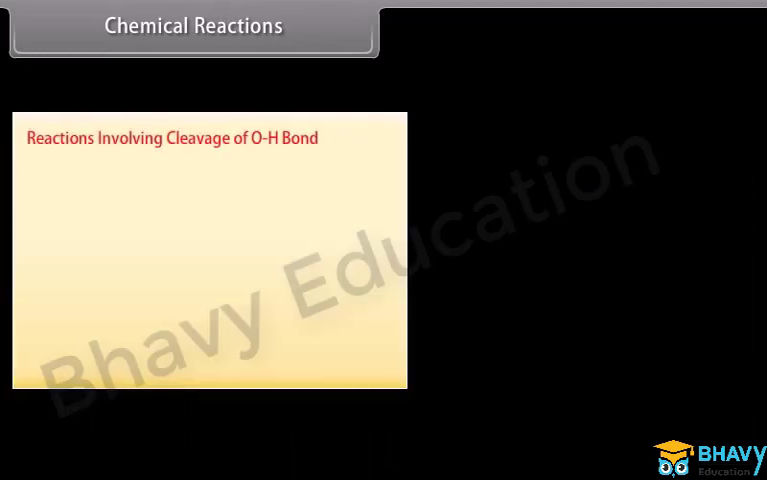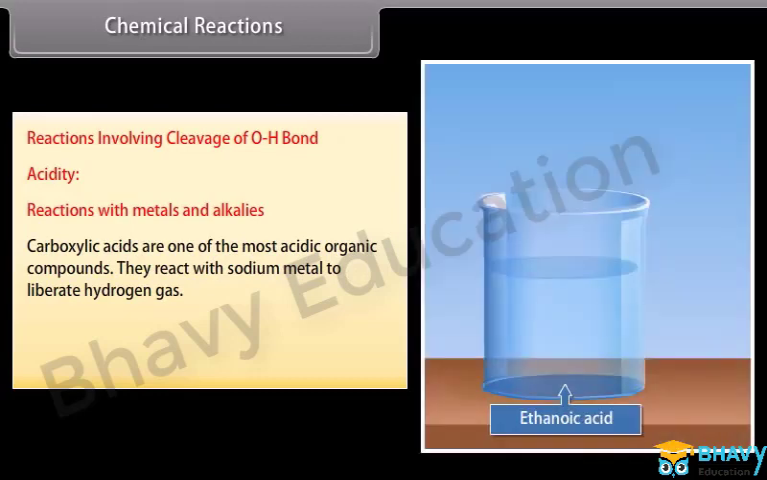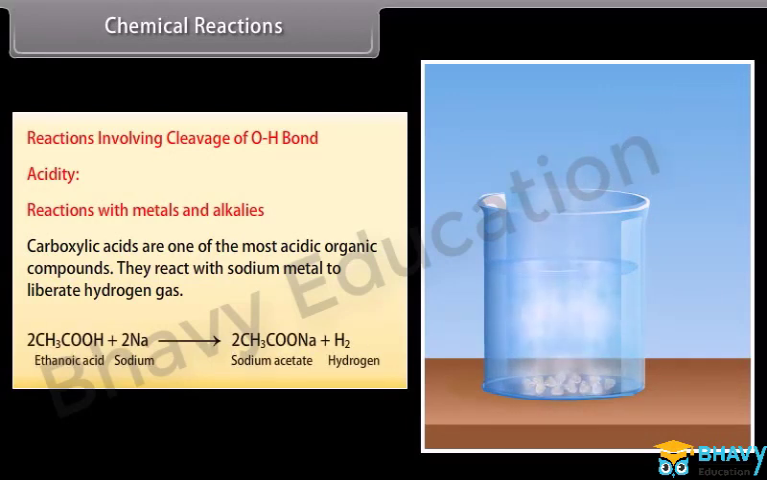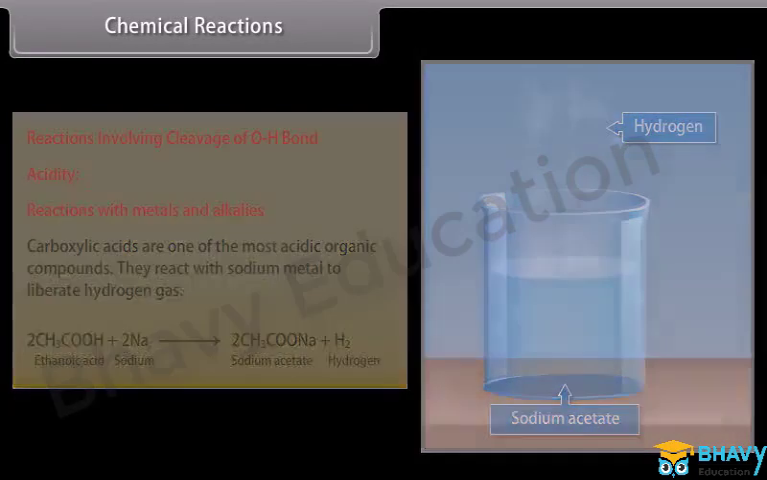Chemical reactions. Reactions involving cleavage of the O-H bond. Acidity. Reactions with metals and alkalis. Carboxylic acids are one of the most acidic organic compounds. They react with sodium metal to liberate hydrogen gas. Sodium metal reacts with ethanoic acid and gives sodium acetate and liberates hydrogen gas.